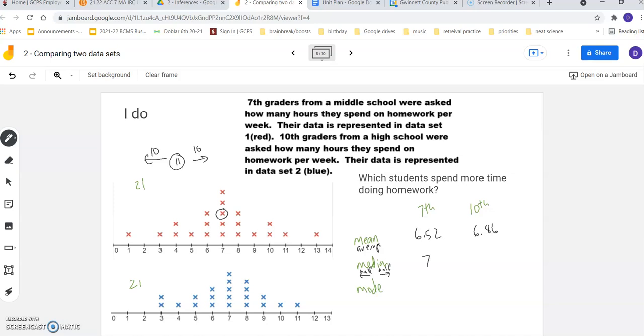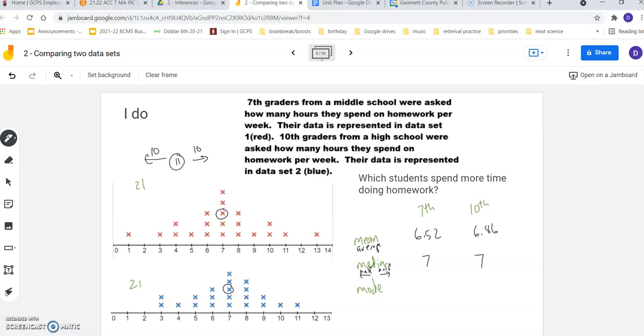So basically that means half of the 7th graders spend 7 or more hours on their homework. Half of the 7th graders spend 7 or less hours. Down here, 1, 2, 3, 4, 5, 6, 7, 8, 9, 10, 11. Same thing. The median number for the 10th graders is 7 as well. So the medians match. No difference there.